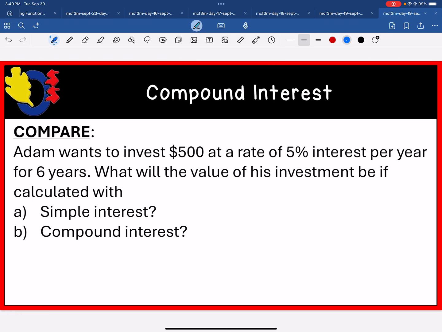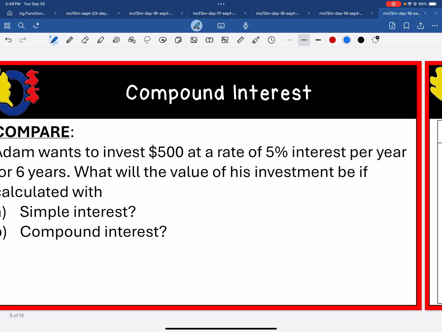All right, so let's take a look here at our first example. So we're going to compare. Adam wants to invest $500 at a rate of 5% interest per year for 6 years. What will the value of his investment be if calculated with A, simple interest, B, compound interest?